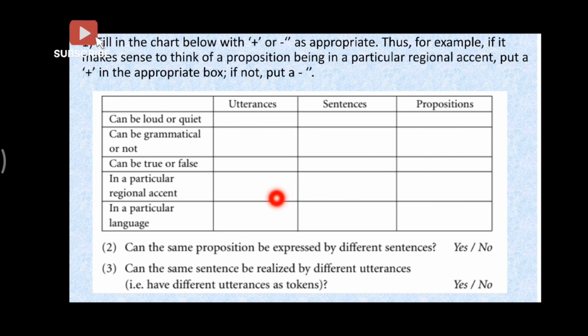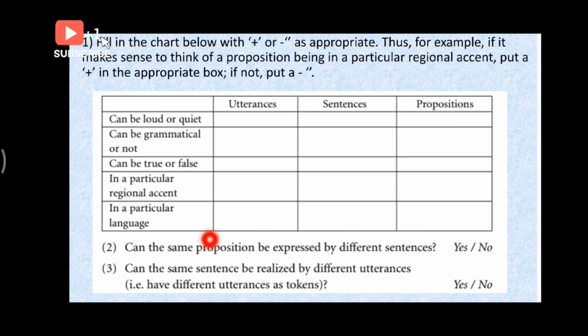In a particular regional accent. Utterance, yes. Sentence, yes. Proposition, no, minus. In a particular language. An utterance can be in a particular language, plus. A sentence can be in a particular language, plus, and a proposition can be in a particular language, no, minus. Right? So plus, plus, minus.